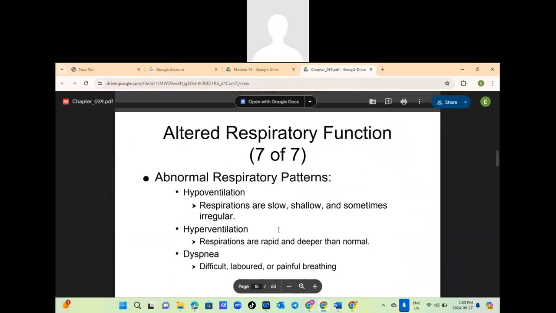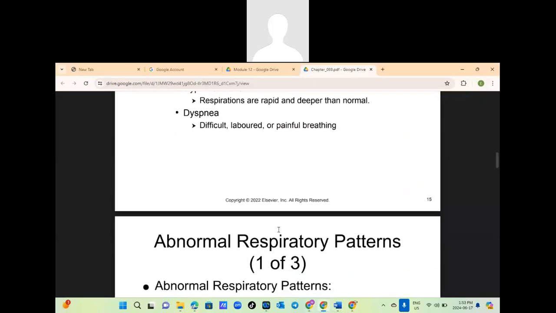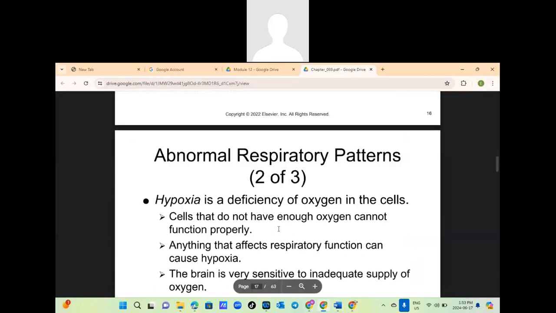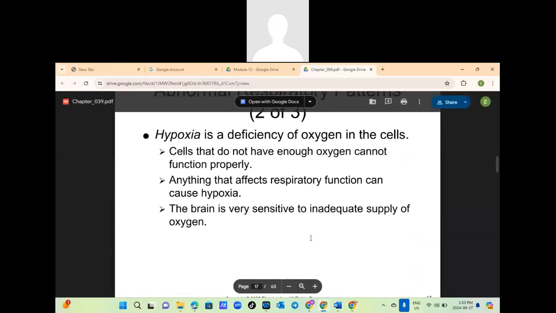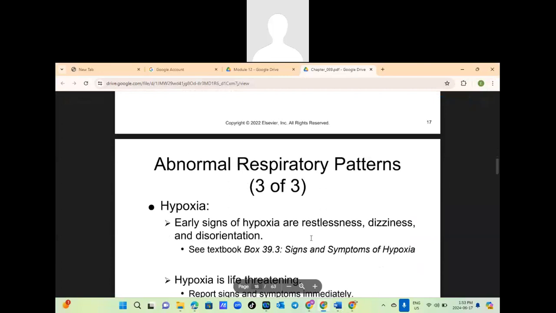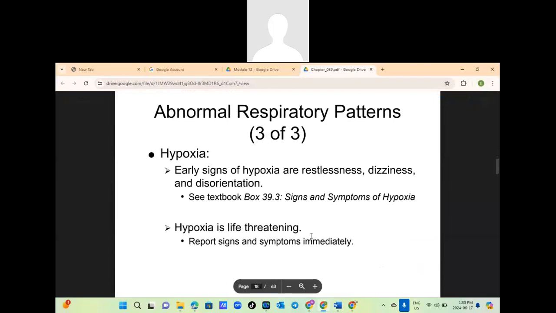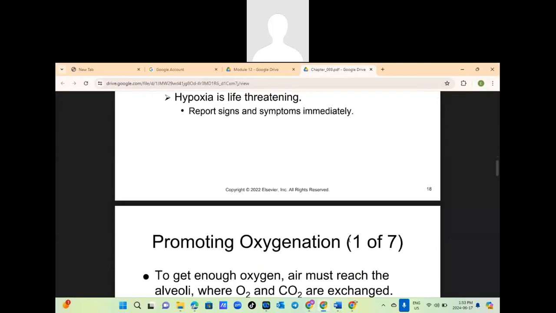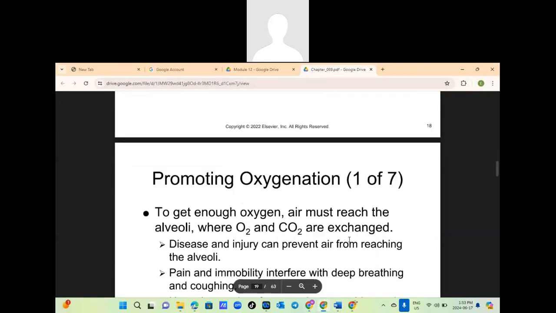Everything is here too, but again, the other one is more in detail. Okay, here it goes. All right. Here is hypoxia. We did that. So it's life threatening. You have to report hypoxia if you observe the signs and symptoms.